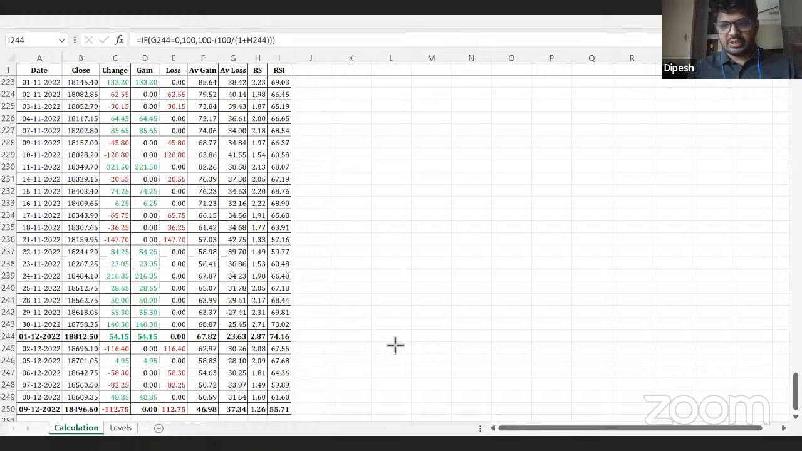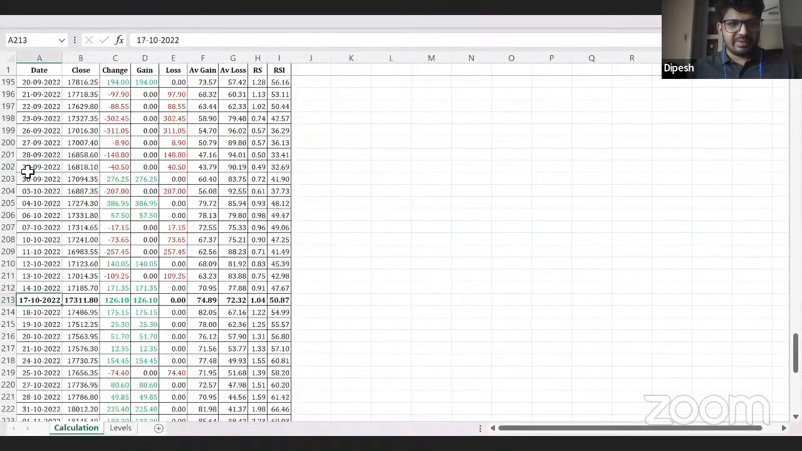Now this point is 17th October. Here the RSI is almost 50.87. Let's go into our sheet and see what's happening there. Here the RSI is 50.87, and here you see the average gain is 75, and the average loss is also around 75. It's not exactly 50, but it's almost close to 50. So here we can say that the market is in equilibrium.